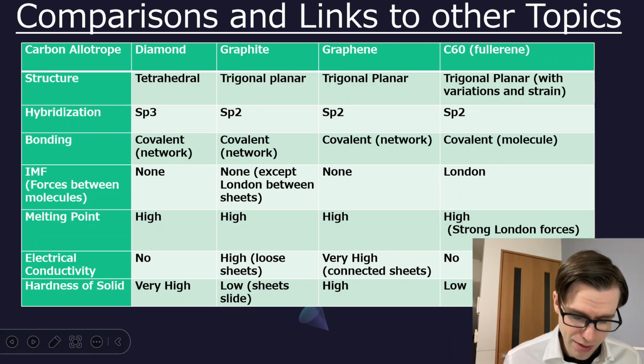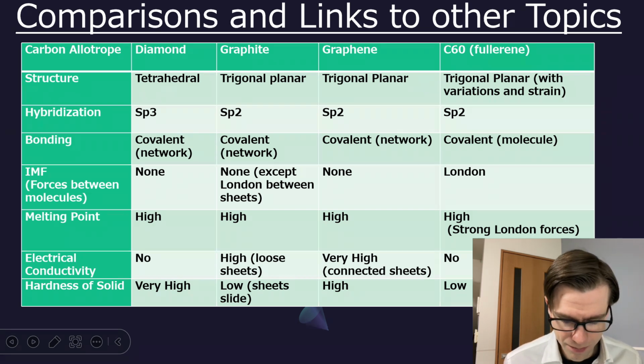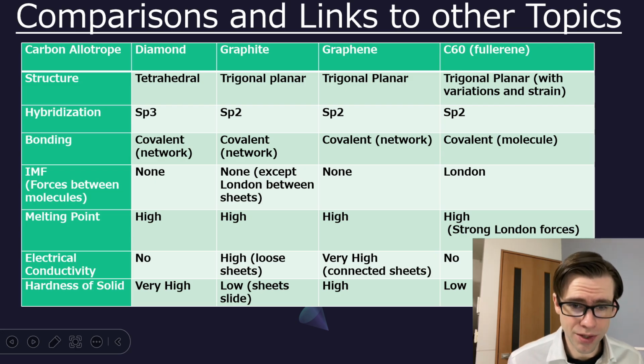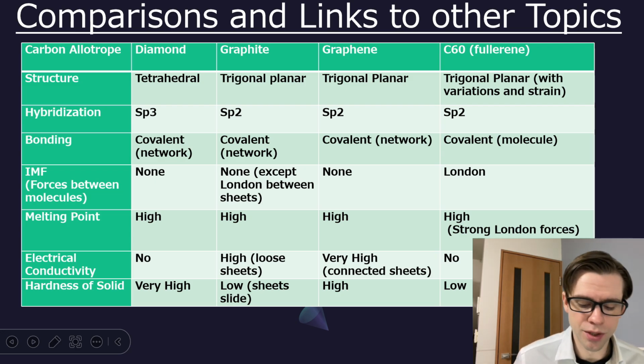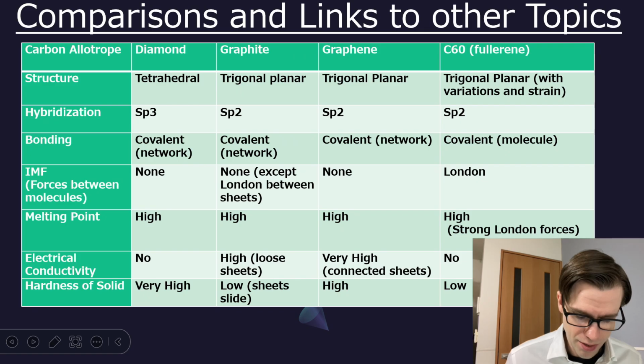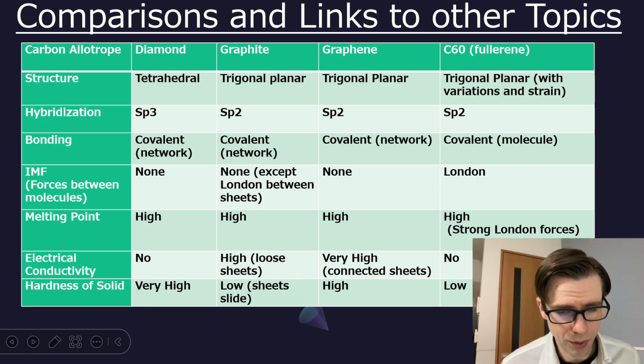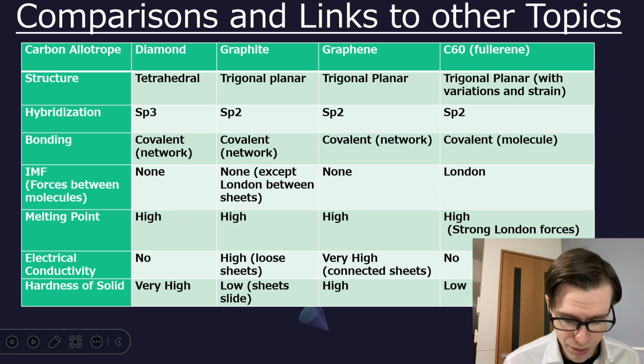C60 Fullerene has only London. There's no dipole or hydrogen bonding in that, but there can be quite strong London forces. So I think it is a solid at room temperature and pressure, because there's a lot of electrons and chances for dipoles and polarizability in such a large molecule.